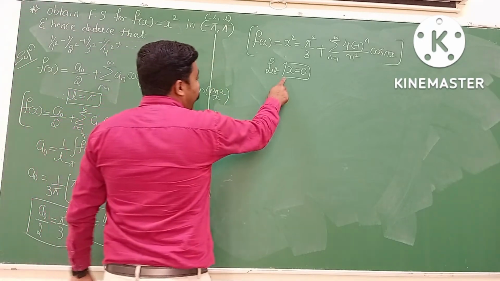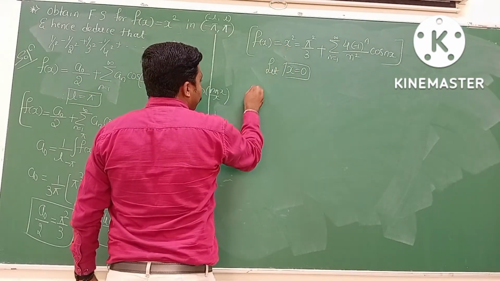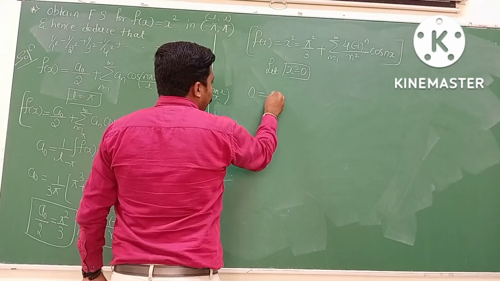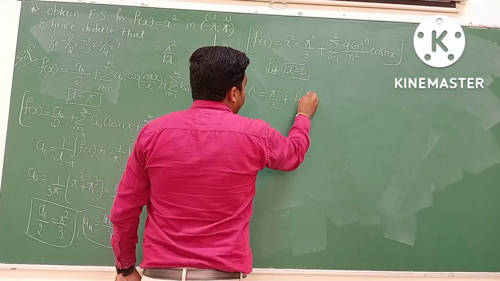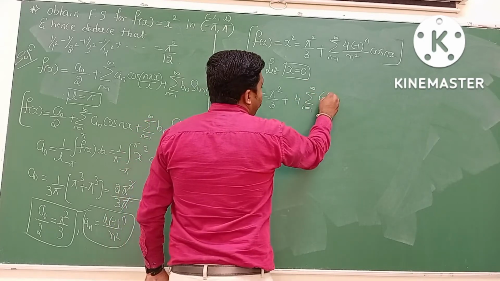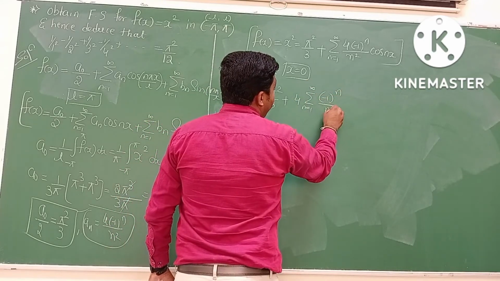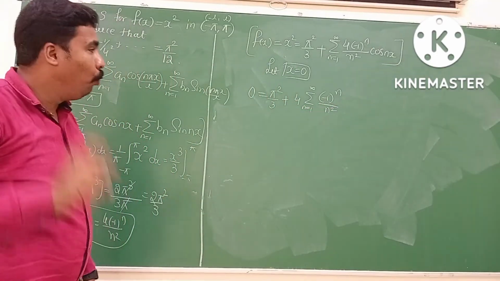Now, when you take x equal to 0, the left hand side function is x square, so x square is also 0. Then pi square by 3. 4 is a constant, so I will write it outside. Summation n equal to 1 to infinity, minus 1 power n divided by n square. It is cos 0. Cos 0 value is what? 1.